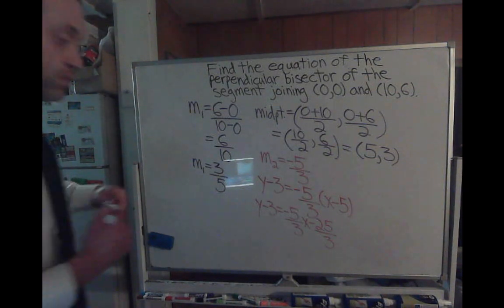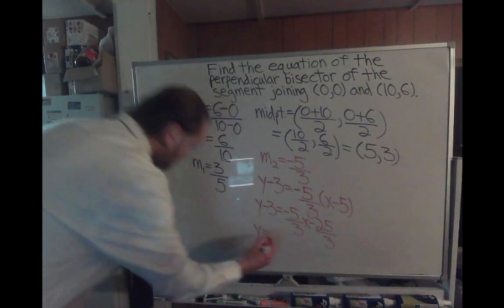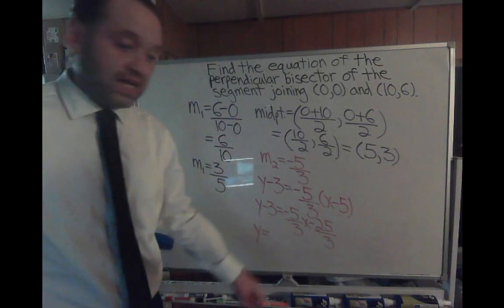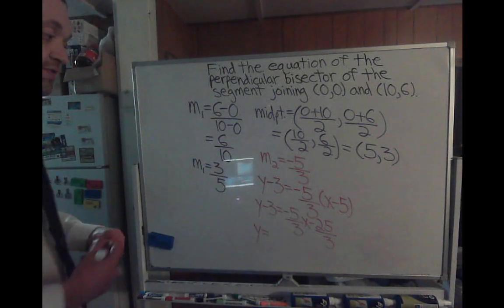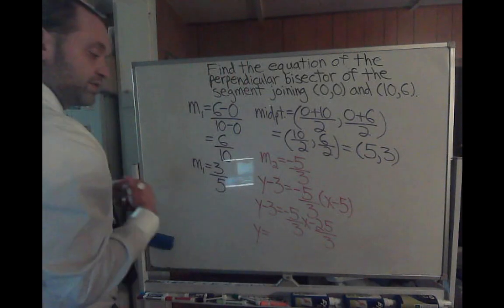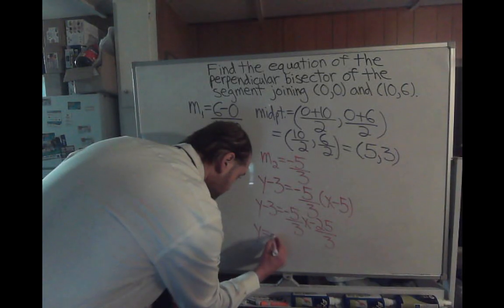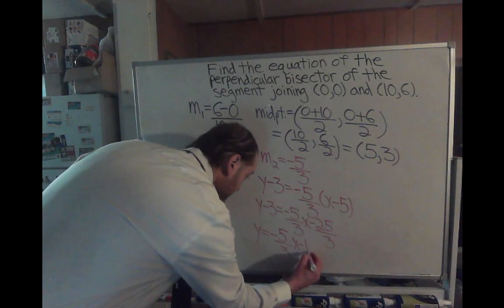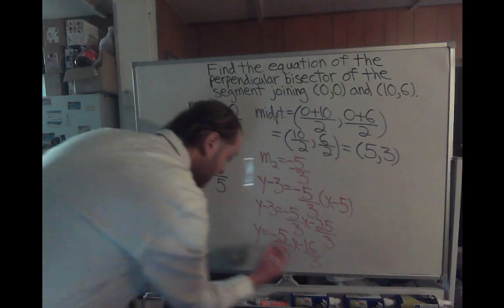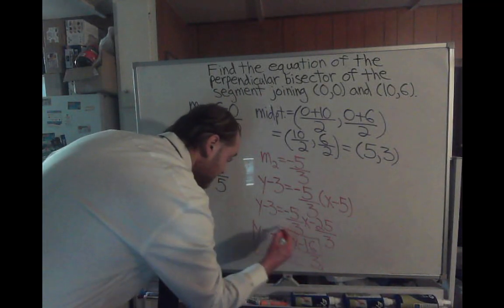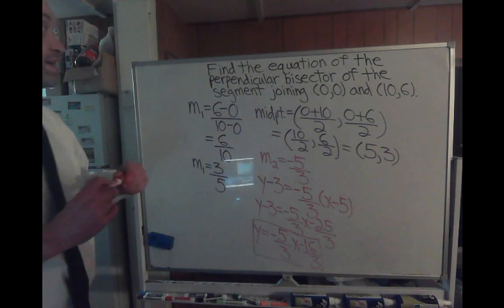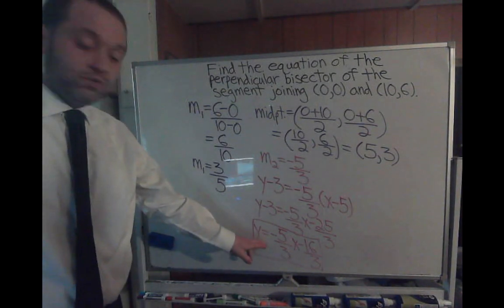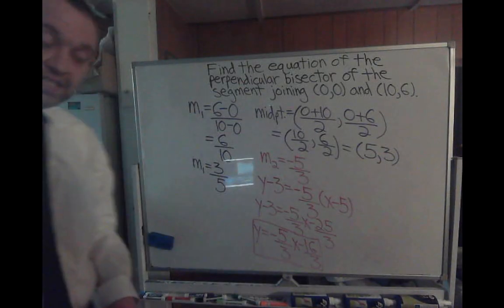Okay, now of course we need to solve for y, which means you have to add 3 to both sides. If you add 3, that's the same as adding 9/3 to this, right? If you add 9/3 to negative 25/3, you would get negative 16/3. So y would equal negative 5/3 x minus 16/3. And ladies and gentlemen, that is the equation of the perpendicular bisector of the segment joining 0, 0, and 10, 6: y equals negative 5/3 x minus 16/3.